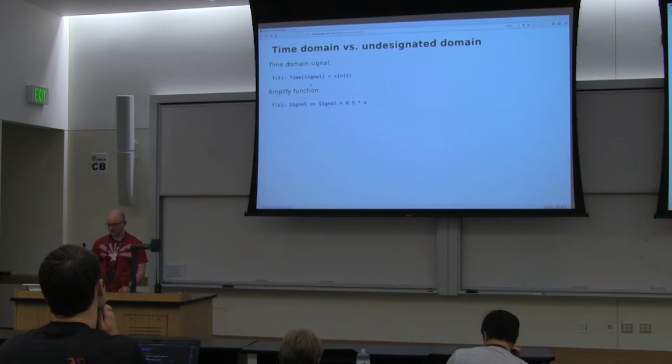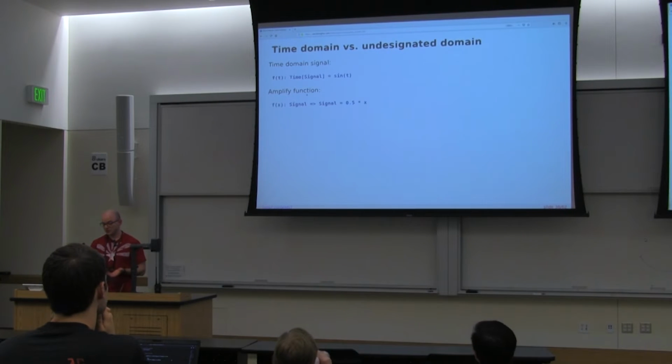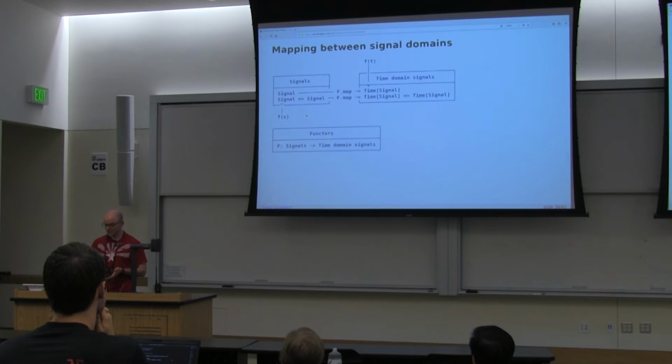Sorry, I'm getting a little ahead of myself. If we think of the time domain as a function that varies over time, for example, we could have a source signal that's just sine of t, where t is time. And we have an amplify function which doesn't care about time. There's no semantics of time. It just says, you give me a signal, I'll give you half of that signal back. Then we can think of this amplification block as a functor, or at least using a functor.